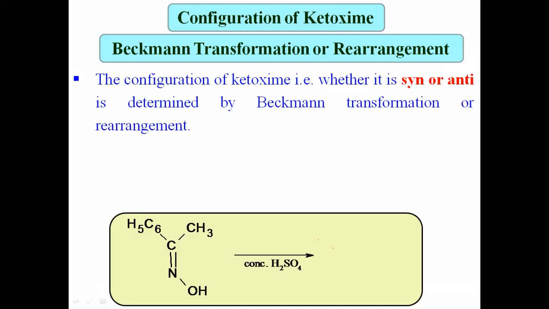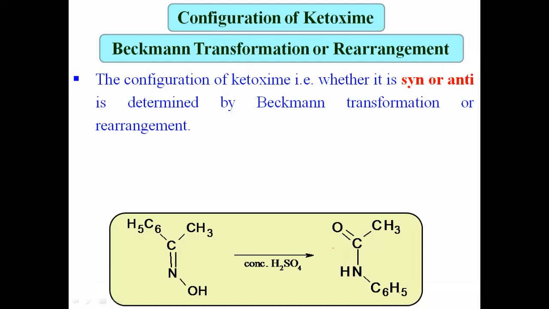Here, this phenyl group migrates and goes on the nitrogen. Here this hydrogen goes on the nitrogen while this oxygen goes on the carbon, meaning a specific migration of a group takes place within the molecule and we get a different product. This is the final product, called N-phenylamide, and this reaction is called Beckmann's transformation.